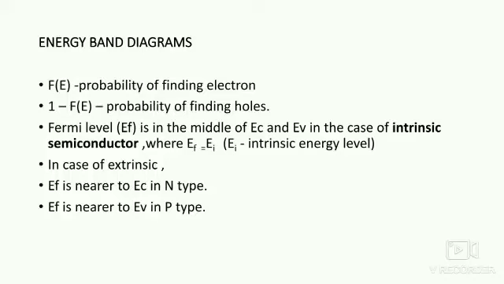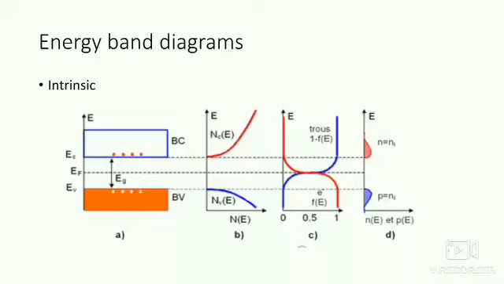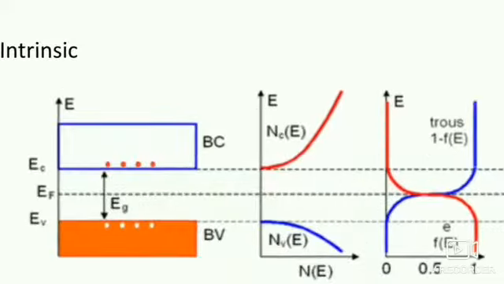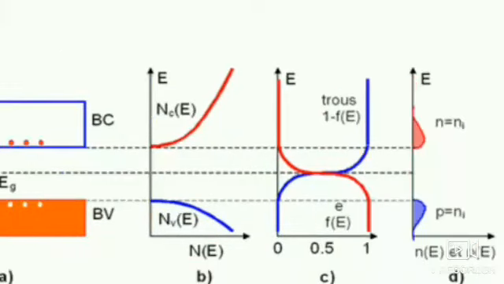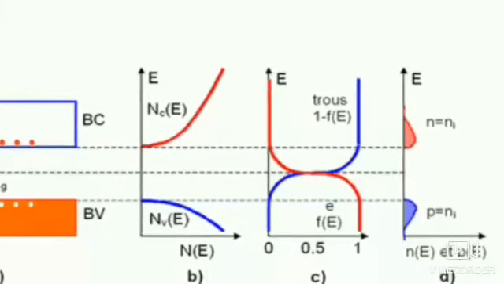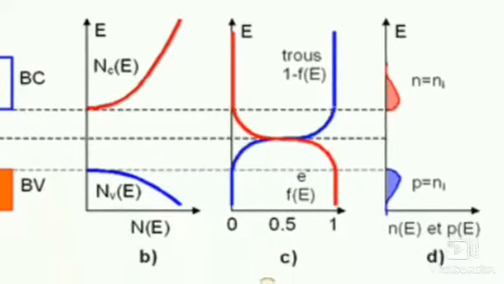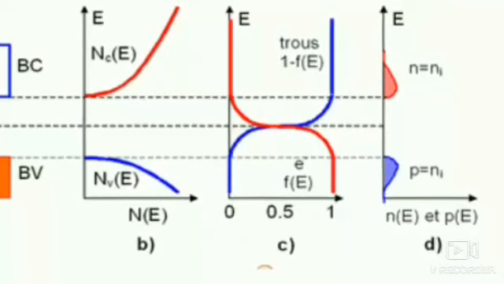But in the case of extrinsic, in n-type the value of EF is nearer to the conduction band, and in the case of p-type, the value of EF is nearer to the valence band. Let us look at the energy band diagram. The intrinsic EF value is seen in the middle of EC and EV, and here it is an intrinsic semiconductor, where the rightmost figure D represents the red shaded portion as electron concentration and the blue shaded portion as hole concentration.